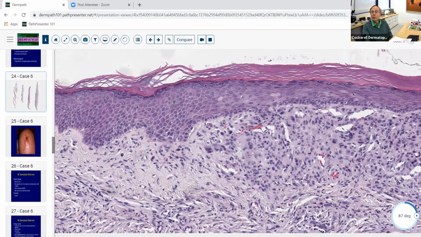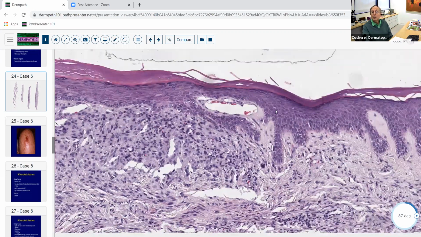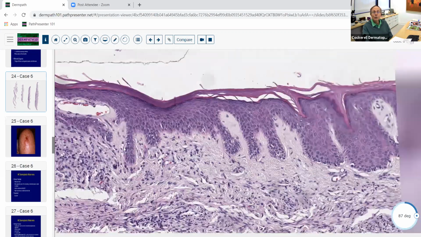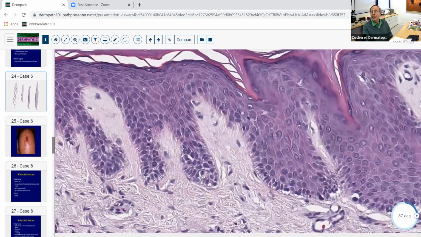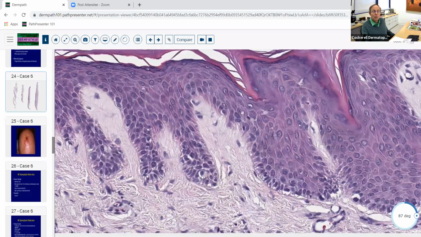Do we have any intraepidermal melanocytic proliferation? Well, I don't know. We might have a few cells over here. It's not a slam dunk, but there's certainly some single cells here. So we might wonder, could this maybe be melanoma?